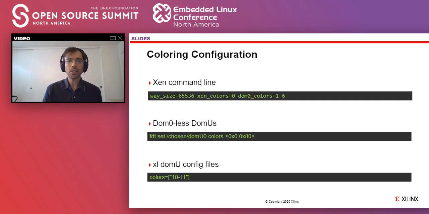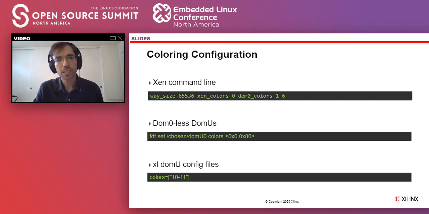DOM0-less DOMUs and other DOMUs. So DOM0-less DOMUs are other virtual machines that are started directly at boot by Xen. So they are booted in parallel to DOM0 and without DOM0 having to do anything at all. These DOM0-less DOMUs have their own configuration, which is specified on device tree. So like all the other parameters for these DOM0-less DOMUs, we added one option in device tree to specify the colors.